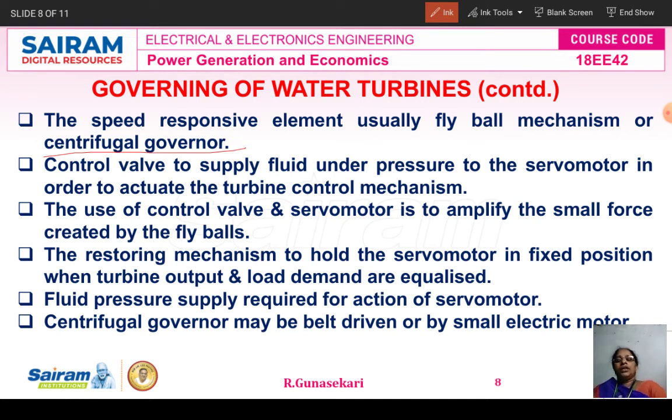Are you clear? The control valve and the servo motor are used to amplify the small force created by the fly ball, that is the centrifugal governor mechanism. Another mechanism we are using is the restoring mechanism, which is used to hold the servo motor in a fixed position when the turbine output and the load demand are equalized, because both are equal. How can we keep the servo motor in the fixed position? With the help of the restoring mechanism. There is a restoring linkage, no? That's why. The fluid pressure supply is required for action of the servo motor.